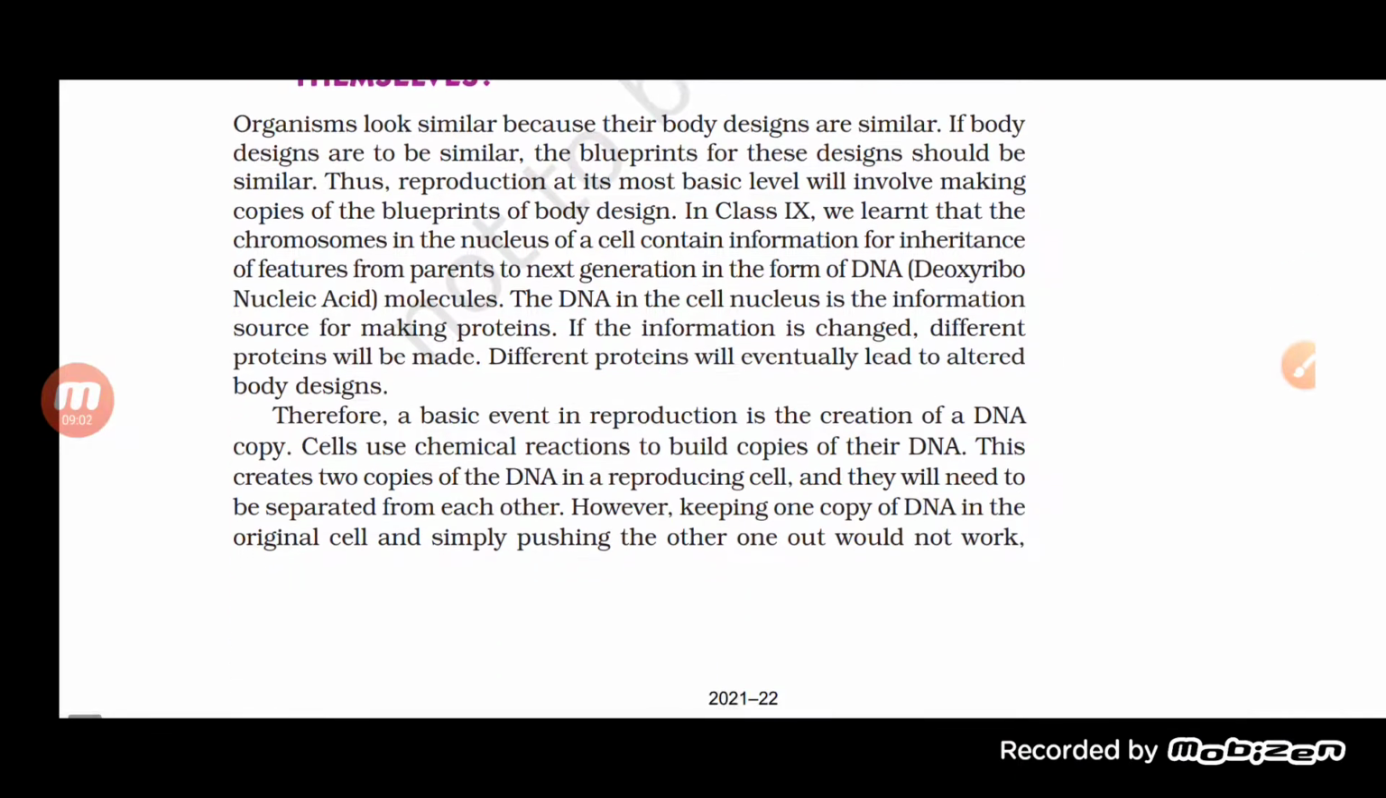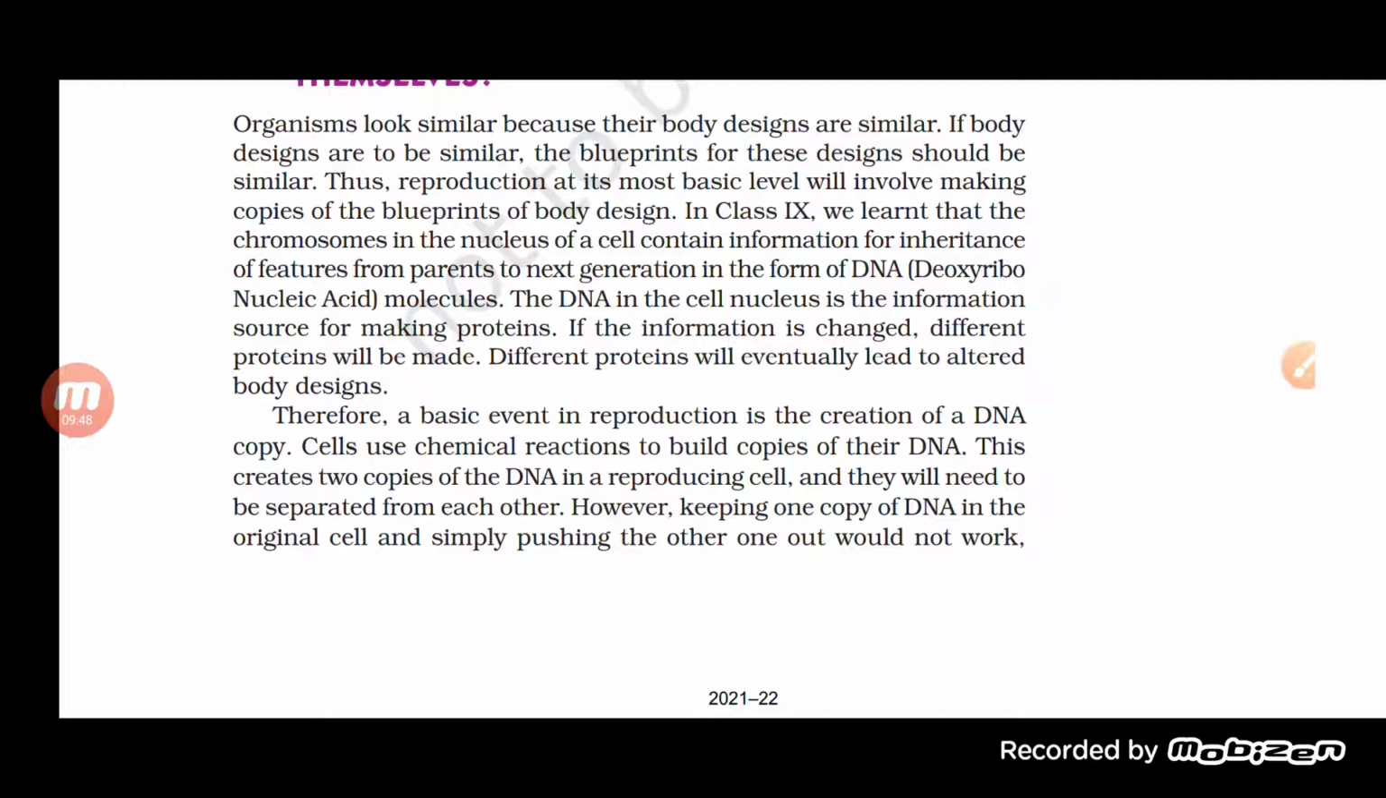Organisms look similar because their body designs are similar. If body designs are to be similar, the blueprint for these designs should be similar. Thus, reproduction at its most basic level will involve making copies of the blueprint of body design. We have already learnt that the chromosomes in the nucleus of a cell contain information for inheritance of features from parents to the next generation in the form of a DNA molecule. DNA in the cell nucleus is the information source for making protein, and if the information is changed, different proteins will be made. Different proteins will eventually lead to altered body design.